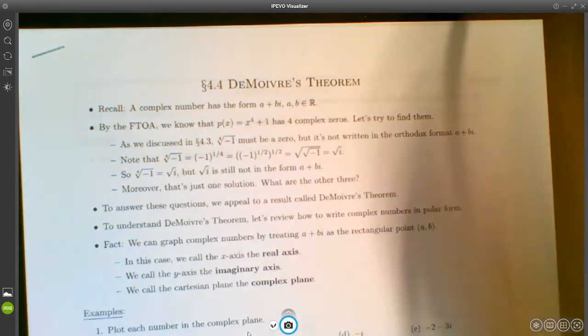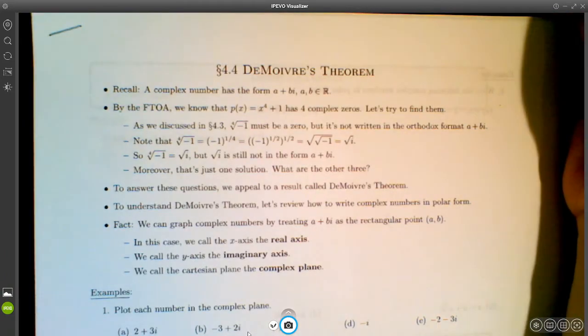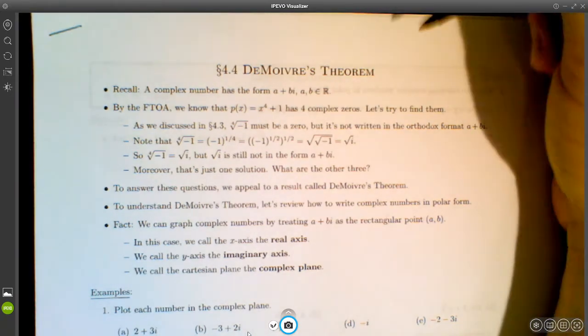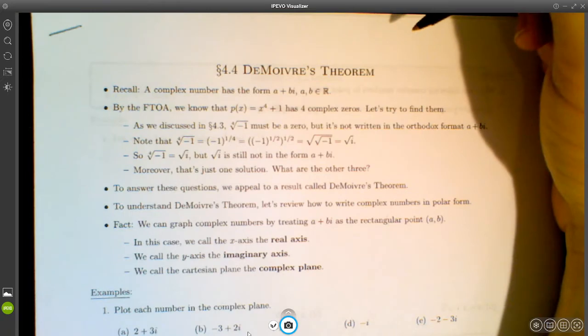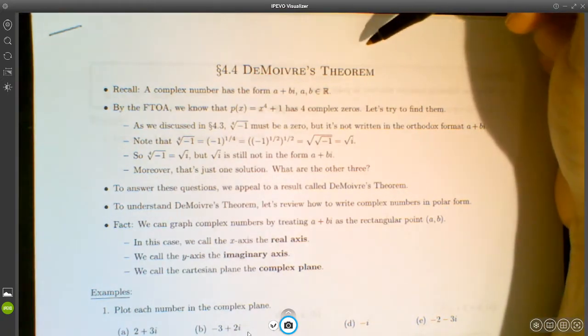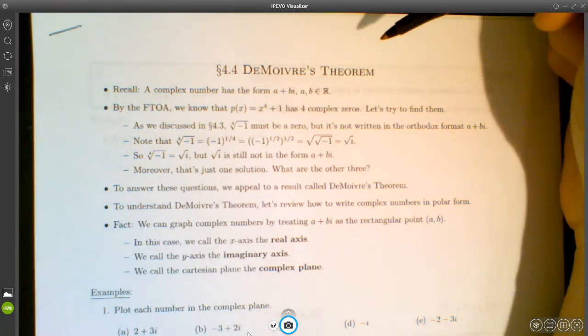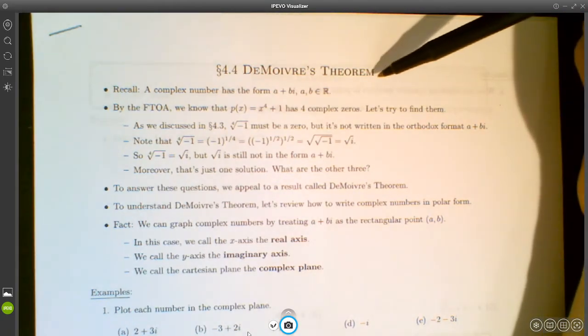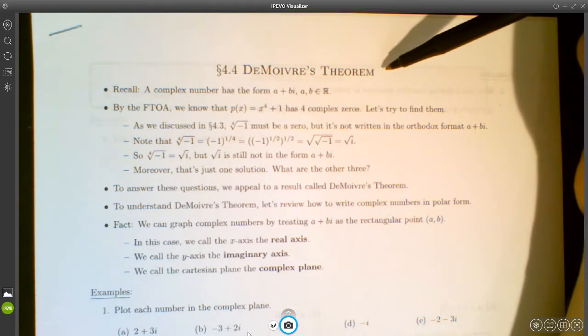All right, so on to 4.4 about de Moivre's theorem. So this is a really cool theorem. This is one of my favorites. And one of the reasons that I like it so much is that it ties together algebra and trig. So let's get into it. I just think it's a really cool theorem. And it's sort of the last tool that we're going to add to our toolkit in this class for finding zeros of polynomials. Okay.